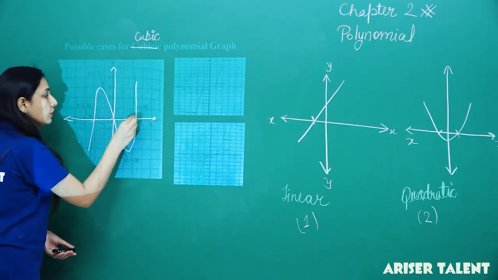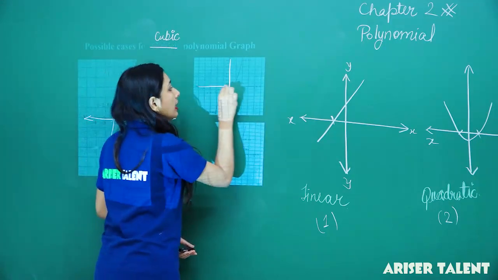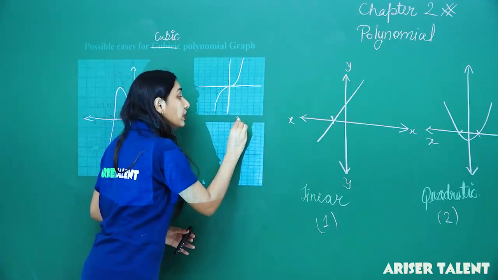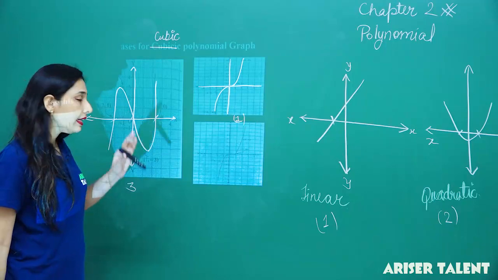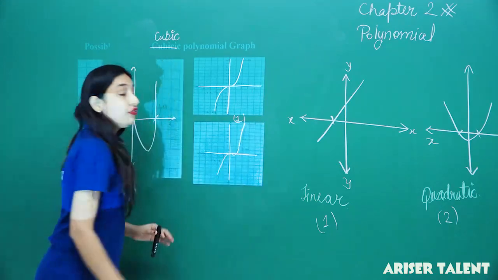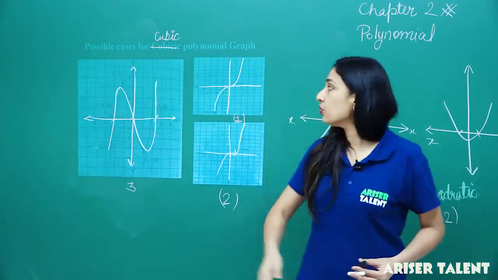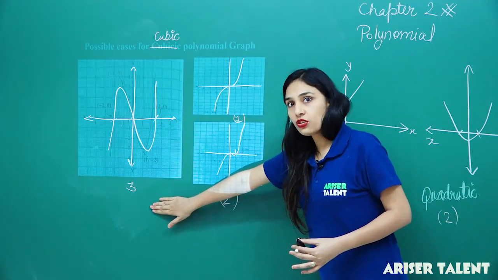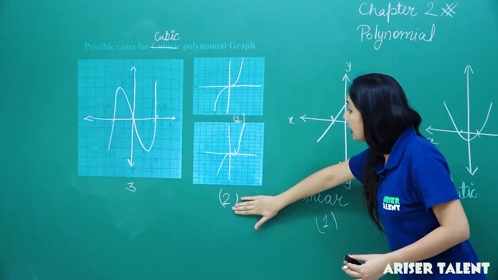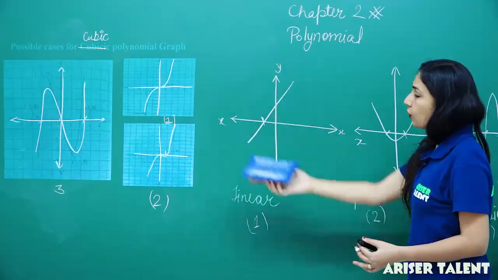In this case, we were having 1, 2 and 3 degrees of polynomial. Now, in this case, we are having only one case. Even its highest degree is 3. In this case, we are having 1 and 2 zeros of polynomial. So here we are having 3 zeros of polynomial. In this case, we are having only 1 zero of polynomial, and in this case we were having 2 zeros of polynomial. Okay, note it.